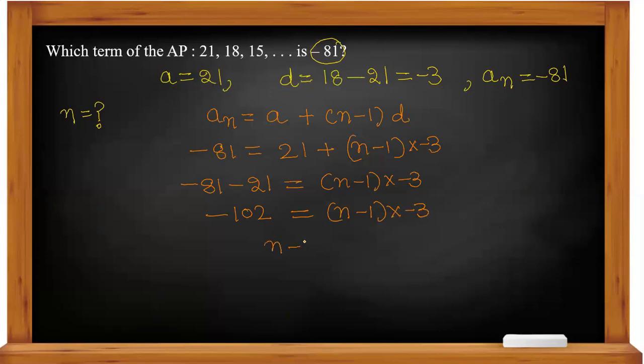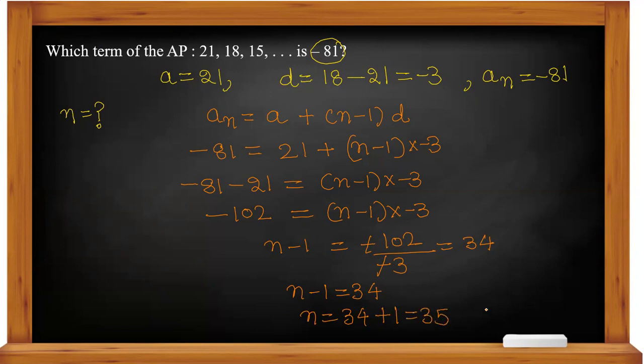So what is N minus 1? It will be minus 102 divided by minus 3. So you see it will be divisible by 3, 34. So you get N minus 1 is equal to 34. So what is N? N will be equal to 34 plus 1, which is equal to 35. So that means the answer is, the 35th term is minus 81.